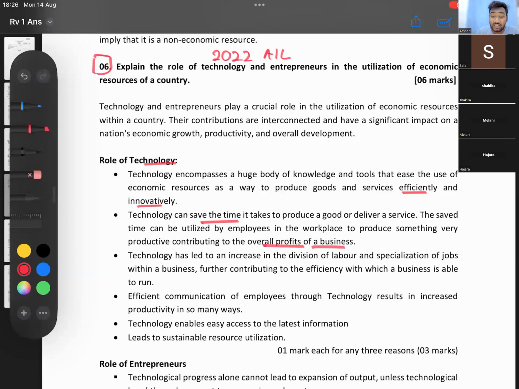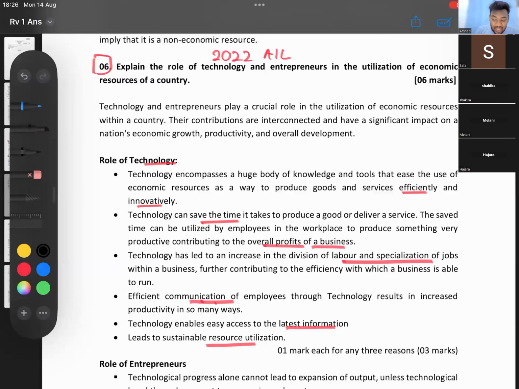Helps with utilizing your resources. Then because of technology, it also could lead to division of labor and specialization. When you have good technology, right, you can specialize people in using that technology. You can get better and better. That helps with utilization. Then technology helps with efficient communication. Just think of, earlier, if you wanted to have a meeting, you had to physically go. Now you can easily do it on Zoom, right? Helps with communication. That also improves productivity. Then technology enables access to the latest information. It leads to sustainable resource utilization. So all of these are benefits of using technology.